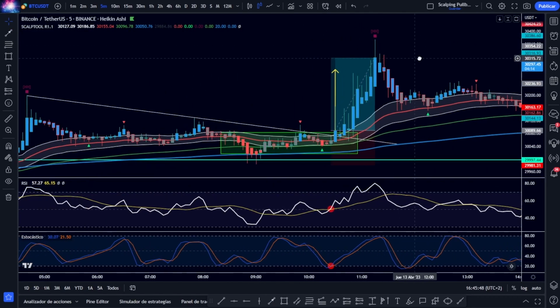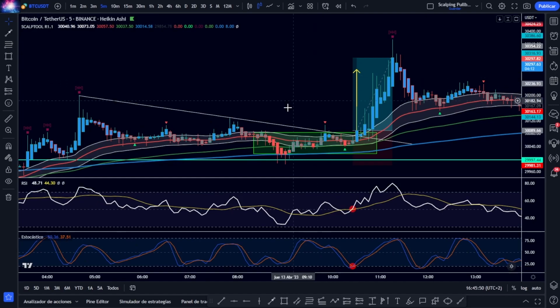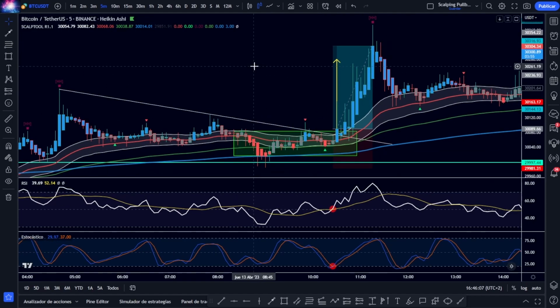As you can see, our operation has been perfect, not only marked by our combination of indicators, but also supported by our basic knowledge of trading. I hope you like this strategy. I personally use it the most for scalping on a daily basis, and I encourage all of you to try it.